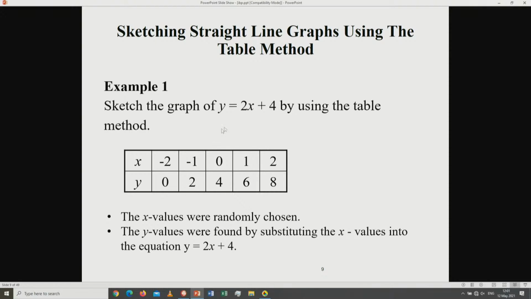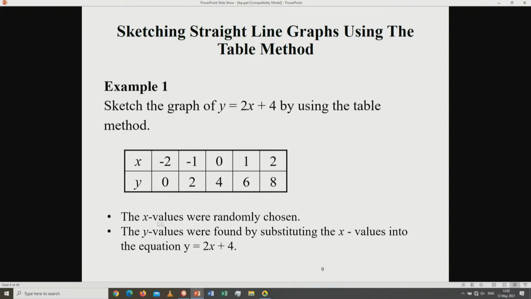You do the same: minus 2 times 2 is a minus 4 plus 4 is a 0. Then 2 times minus 1 is a minus 2, minus 2 plus 4 is a 2. Then 2 times 0 is a 0 plus 4 is a 4. And then 2 times 1 is a 2, 2 plus 4 is a 6. 2 times 2 is a 4, 4 plus 4 is a 8. Can you see now? When x is minus 2, these are the y values.